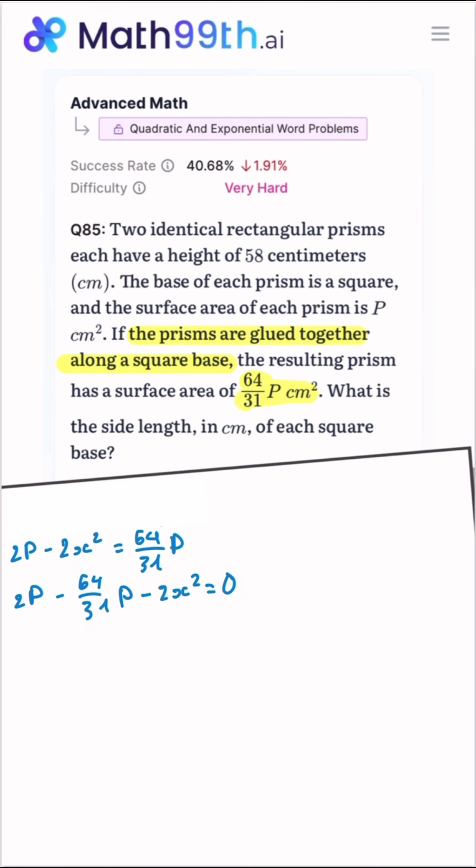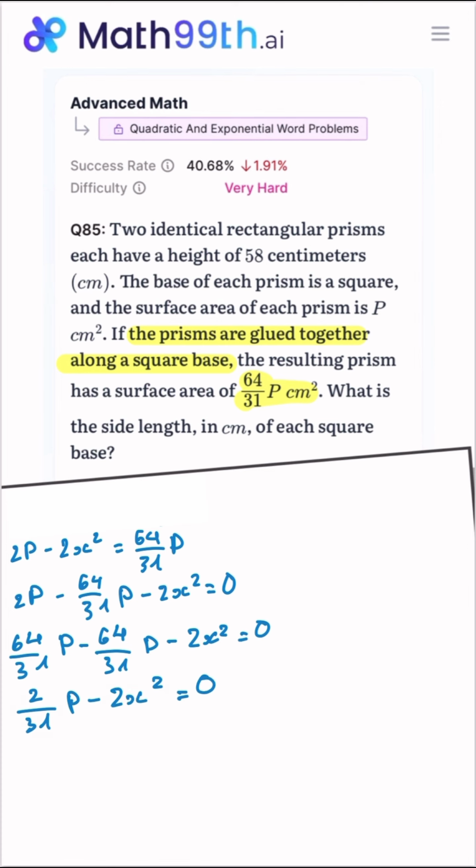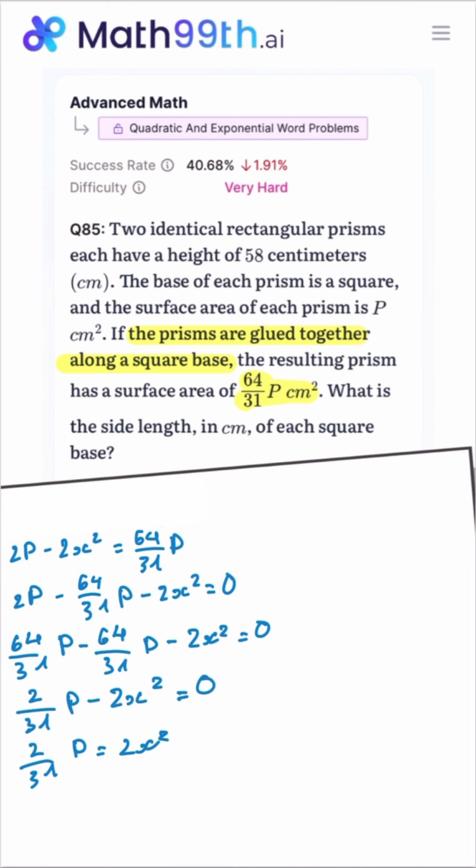This equation can be rewritten by multiplying 2p on the left-hand side by 31 over 64, which yields 64 over 31p minus 64 over 31p minus 2x squared equals 0, or 231 over 64p minus 2x squared equals 0. Adding 2x squared to both sides of this equation yields 231 over 64p equals 2x squared. Multiplying both sides of this equation by 31 over 64 yields p equals 31x squared.